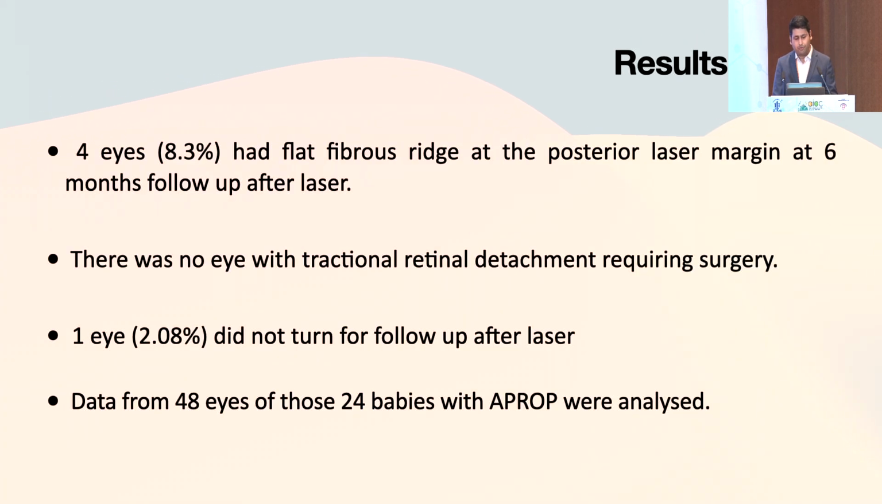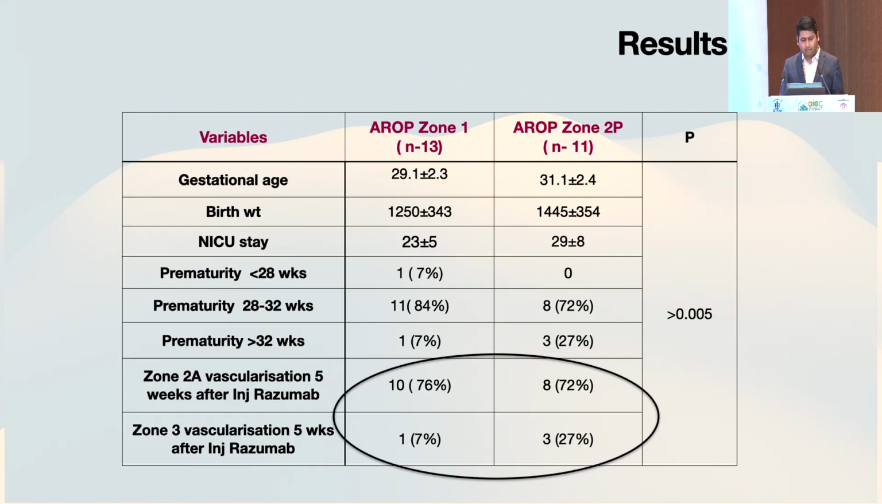Data from 48 eyes of these 24 babies having APROP was analyzed, and it was found that 5 weeks after treatment, zone 2A vascularization was seen in 76% of APROP babies with zone 1 disease, and 72% of babies with APROP zone 2P disease. And after 5 weeks, zone 3 vascularization was seen in 7% of the APROP zone 1 babies and 27% of the zone 2P APROP babies.